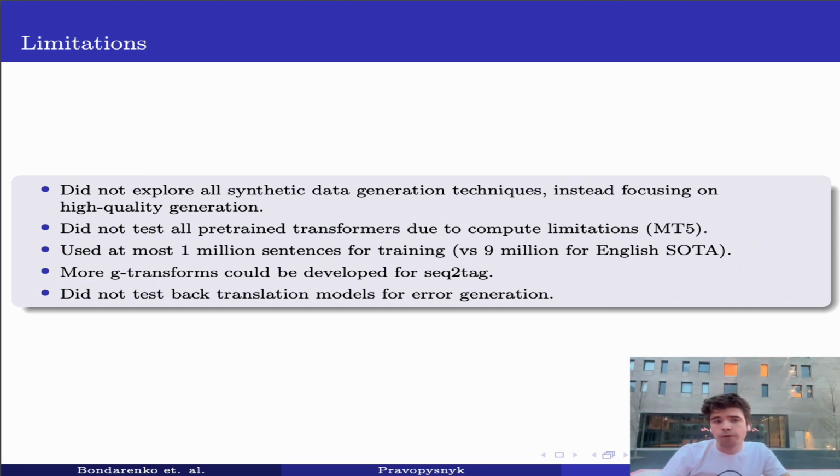Finally, limitations. We did not explore all synthetic data generation techniques, instead focusing on high-quality generation. We did not test all pre-trained transformers due to compute limitations. We did not test models such as MT5, for example. We also used at most 1 million sentences for training, when the SOTA model for English uses at least 9 million. We could also have developed more G transforms for the sequence tagging model, as it could be necessary because Ukrainian is a much more morphologically complex language. Finally, we did not test back translation models for error generation, which could provide other sources of high-quality synthetic data. That's it. Thank you so much.